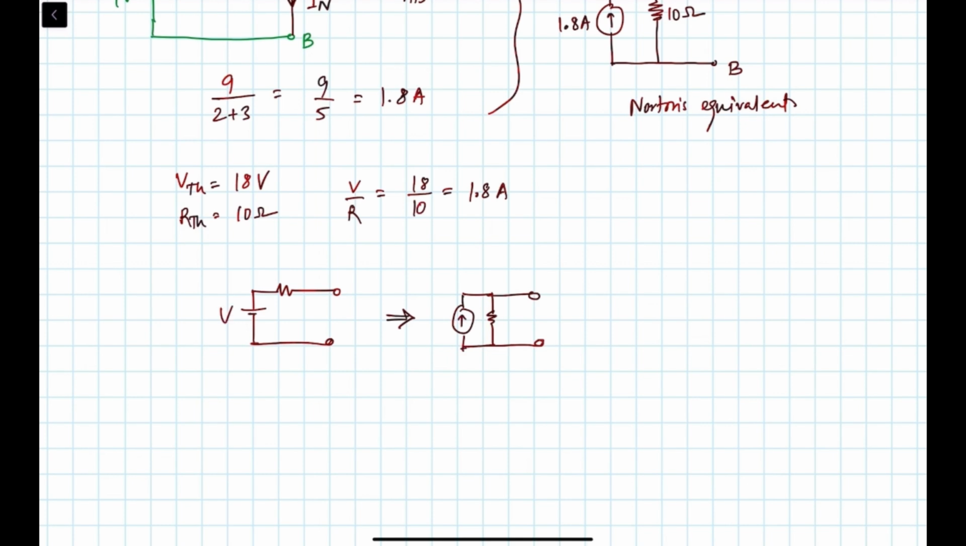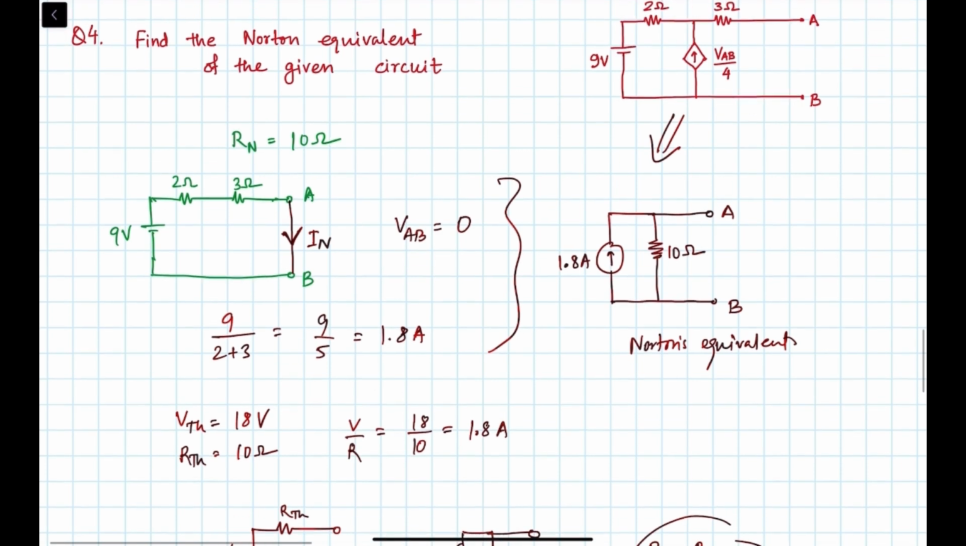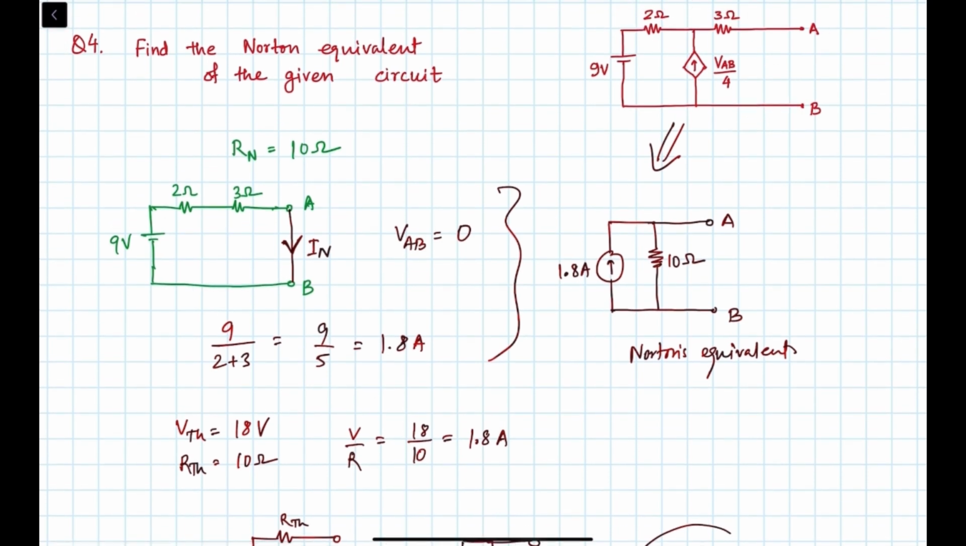Okay, so if this is VTh, this is RTh, this will be IN, this will be RN. So here RN is equal to RTh, no problem, and IN will be equal to VTh by RTh. You can use this method also to find the Norton's equivalent if necessary. But in the exam, if it is asked to find the Norton's equivalent, you have to use this specific method only. You cannot use Thevenin equivalent and then use source transformation to find the Norton's equivalent.